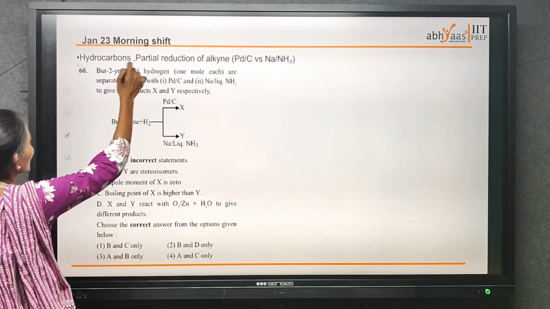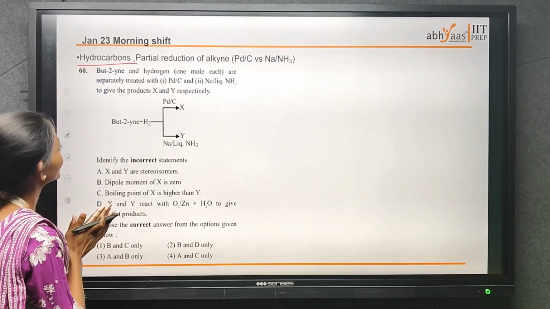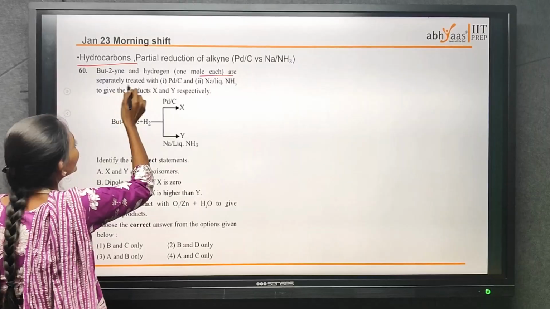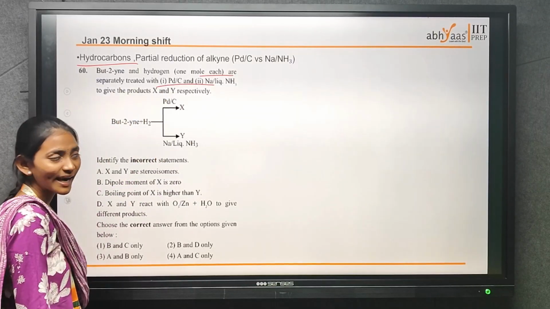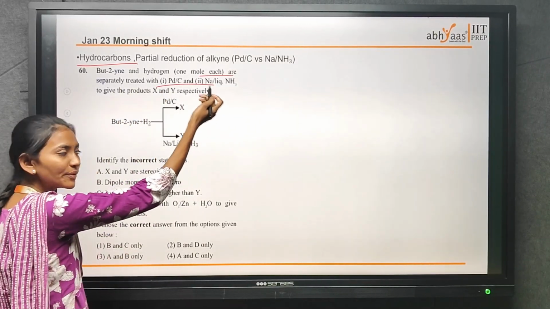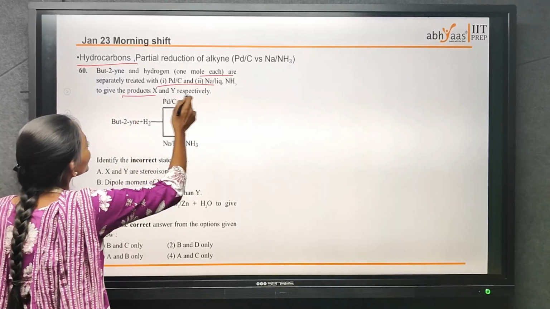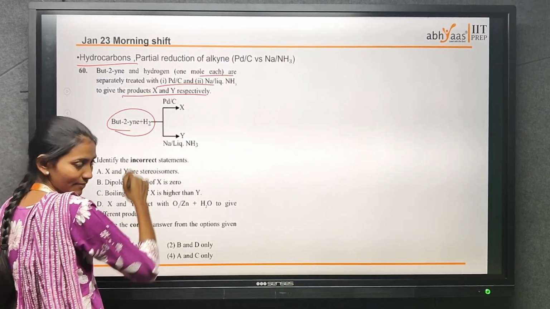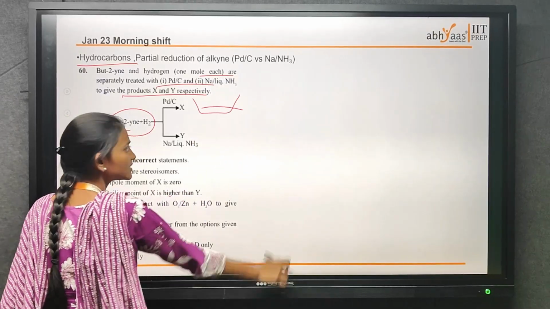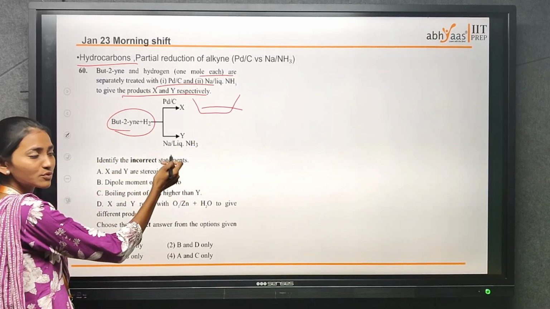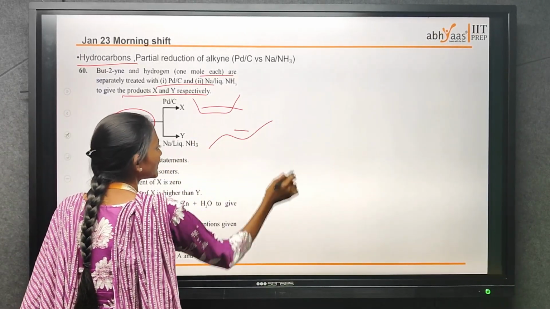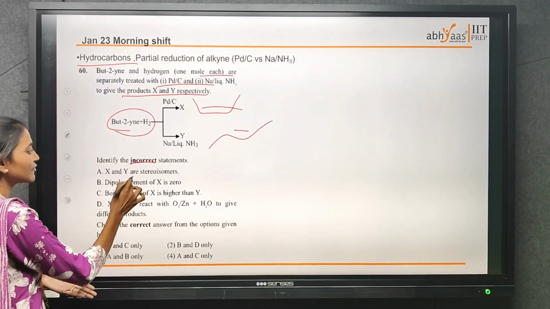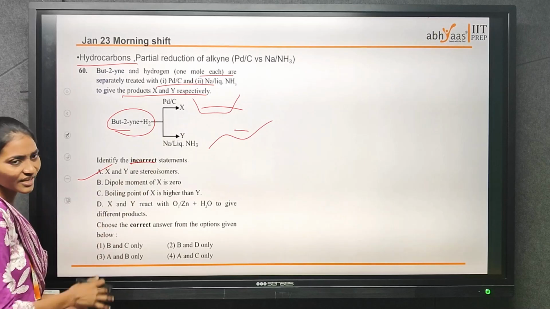This question is from hydrocarbons. They are asking about the reagent. But-2-yne and hydrogen, 1 mole of each, are separately treated with palladium on barium sulphate, and with sodium in liquid ammonia, right? To give the products X and Y. When this reactant reacts in the presence of the palladium catalyst, you are getting cis-butene, right? And when it is reacting with sodium in liquid ammonia, you are getting trans, right? They are asking for incorrect statements here. X and Y are stereoisomers. Yes, these two are stereoisomers.